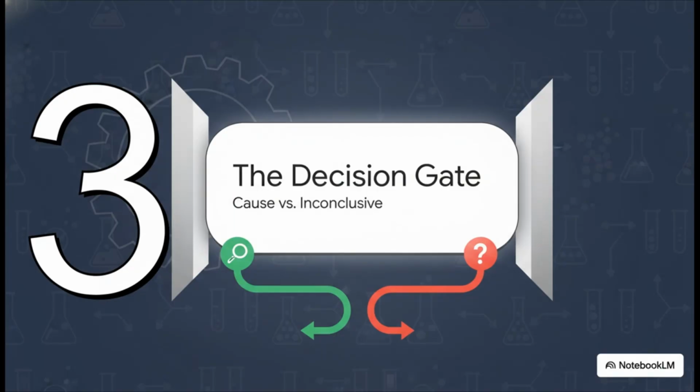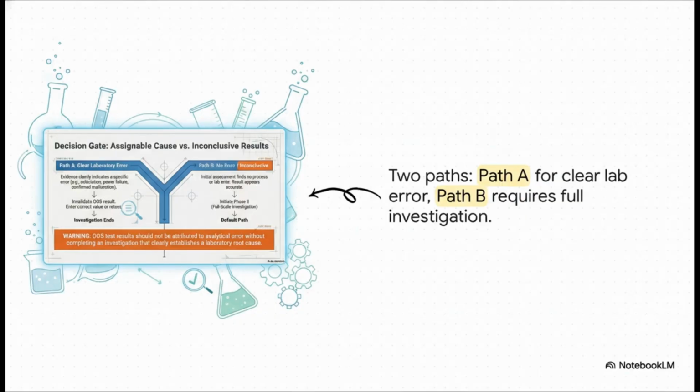So after that initial deep dive in the lab, we arrive at what I like to call the critical decision gate. Everything that happens next hinges on the outcome of this phase 1 review. This flowchart lays it out perfectly. You've basically got two paths. Path A is the simple one. You found a clear, undeniable lab error. Great. You invalidate the result, document everything, and the investigation can end right there. But if you can't find a clear lab error, you have to follow Path B. And that means you're escalating to a full-blown phase 2 investigation.